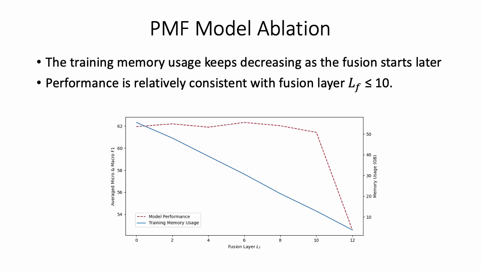We also investigate the impacts brought by different fusion layers on the fusion performance and memory efficiency. We found that, first, the training memory usage keeps decreasing as the fusion starts later. Second, performance is relatively consistent as the fusion starts earlier. Therefore, adding prompts only on the deep layers is empirically better for the trade-off between performance and memory efficiency.